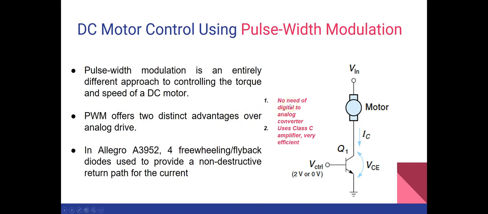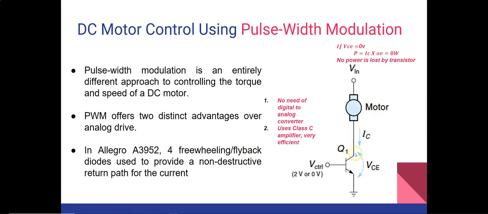First, it does not need a digital to analog converter, because pulse width modulation is digital in nature, so the power is going to be either on or off, so it can be controlled directly from a computer with a single bit, hence eliminating the need for a digital to analog converter. And the second important advantage is that it uses a class C amplifier, which is very efficient. In this type, the conditions that cause the power dissipation are minimized by using the class C type of amplifier. Now let's see the operation of the class C amplifier.